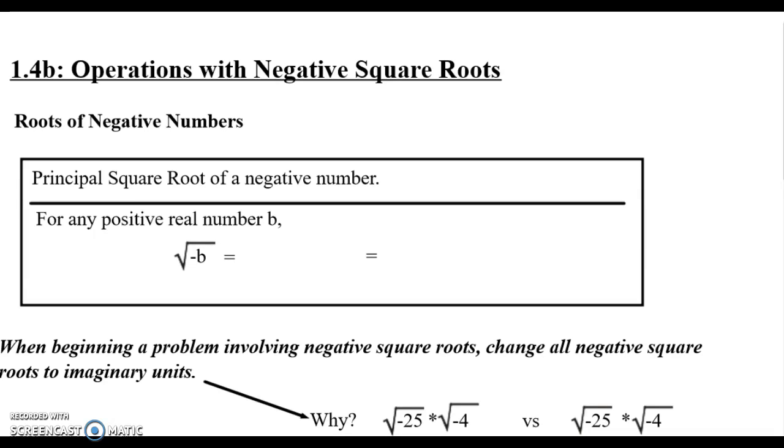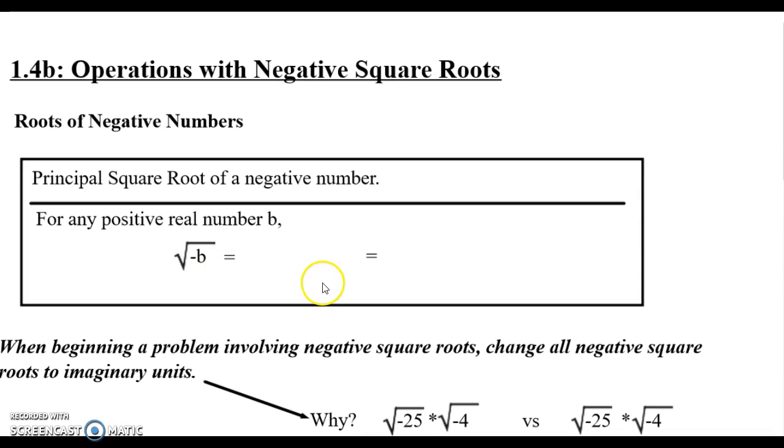Alright, so we're doing roots of negative numbers, which are imaginary numbers. Basically, the principal square root is always just the positive one. But if we want the principal square root of a negative number, well, here's what happens. So we've got a negative b underneath here. It's just a number. We don't really care what it is.